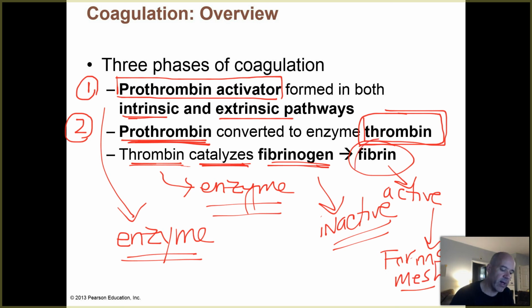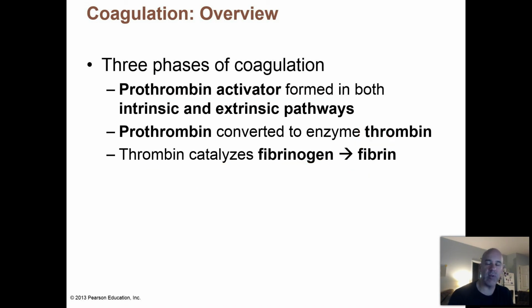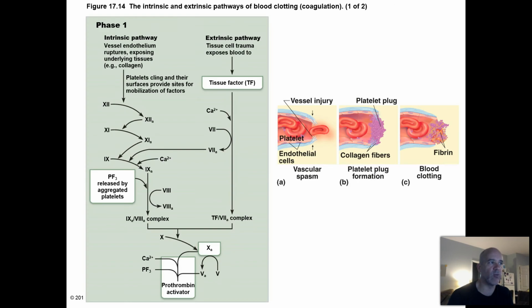So this is what we're trying to get down to here. We're trying to get to these fibrin threads, but it's a multi-step process to make that happen. And again, the reason why it has to be so complex is you don't want to just randomly form blood clots at any given time.